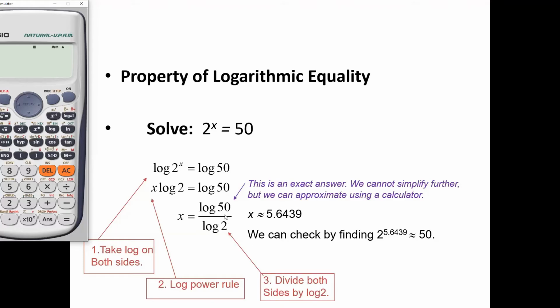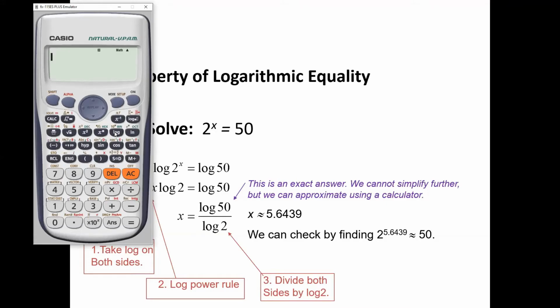Now, this is something we can look up in the calculator. Log 50 over log 2. Whoops, need to use a fraction key. Log of 50 divided by, we'll go down, log of 2. Okay, and we get this 5.6439 rounded off. Notice we have to use an approximate symbol when we round off.